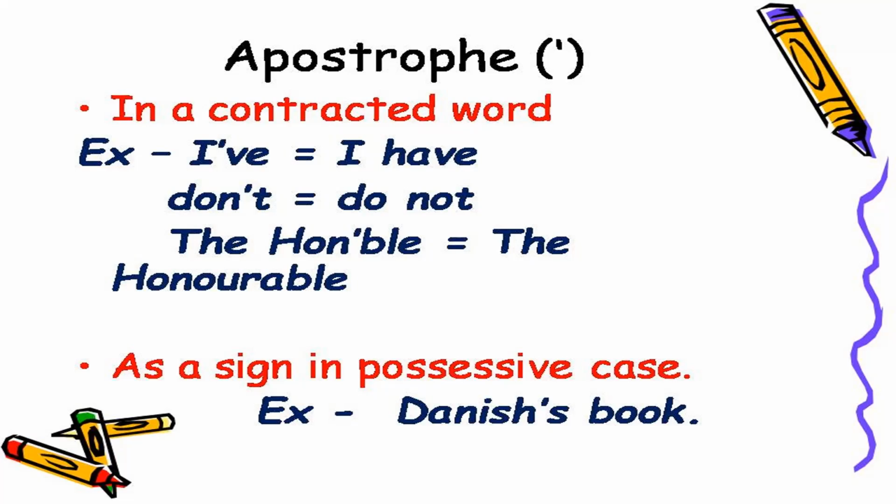Again, if you have to use an apostrophe for compound words like sister-in-law, brother-in-law, father-in-law, then if I say my father-in-law's house, you will put the apostrophe after law, apostrophe S. Okay, not father's in-law.